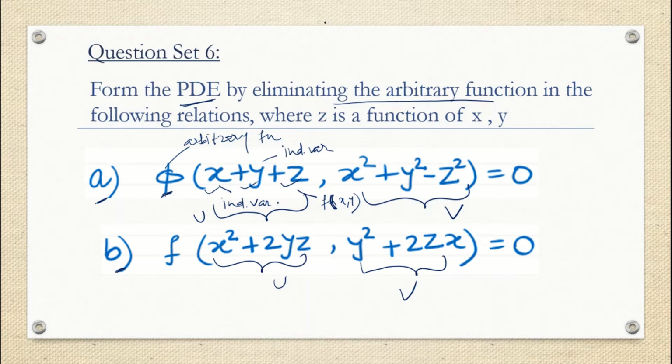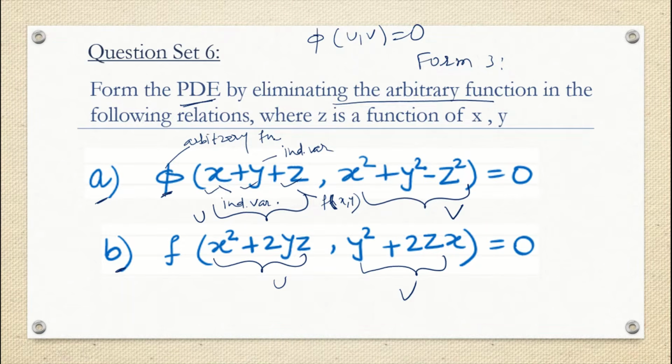So in this fashion I will see my question. This is your phi of u comma v equals 0, right? So that means this is my form 3. And if it is my form 3, we are going to discuss how we are going to solve this type of question.